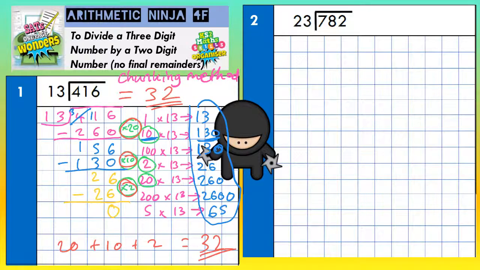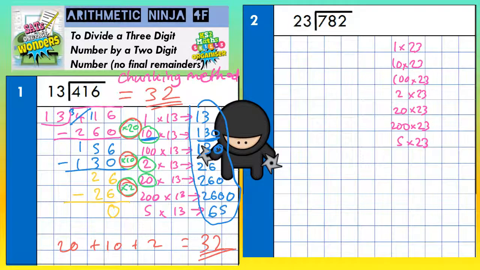Question 2, we're dealing with chunks of 23. So this time, we need 1 lot of 23, 10 lots of 23, 100 lots of 23, 2 lots, 20 lots, 200 lots, and 5 lots. And they're all lots of 23.